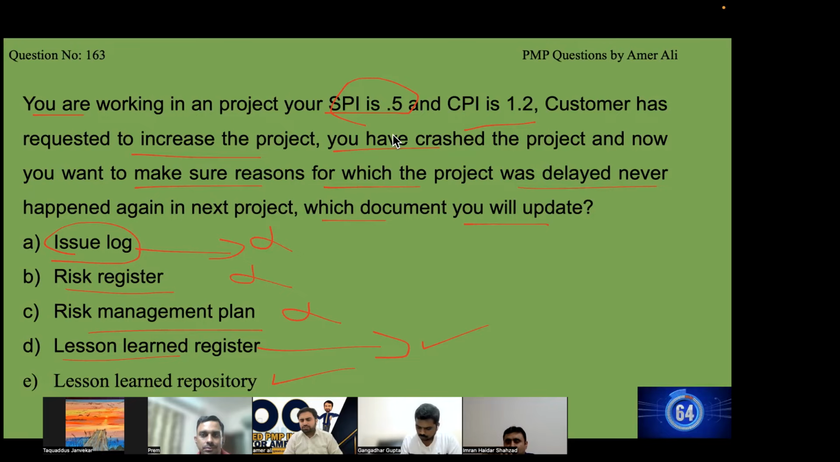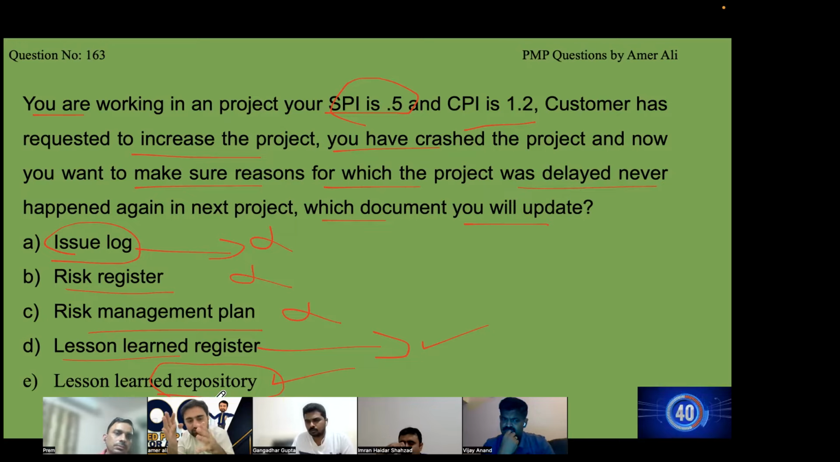Risk repository is going to be lesson learned repository because it's talking about it shouldn't happen in your next project. In my next project, I wouldn't have access to the lesson learned register, right? It would be only the repository that I will have access to. So yeah, that is for sure. But right now you will update the lesson learned register, and at the end of the project, if the organization says so, it will become the repository at the end of it, not before.